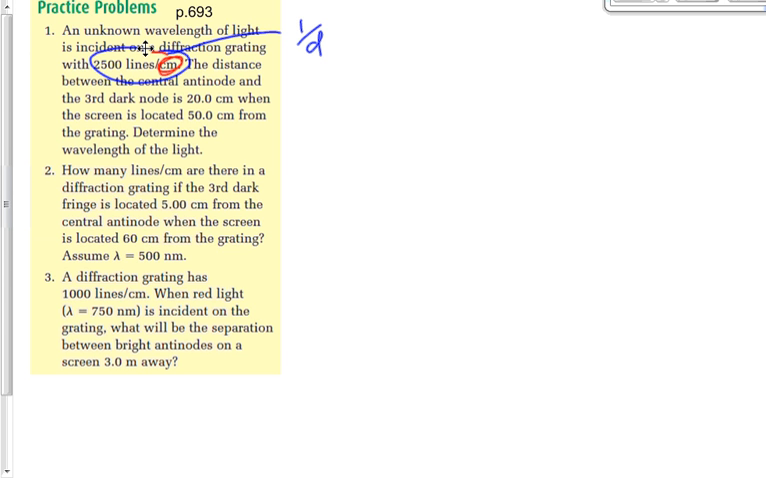Okay, here's the central antinode. First, second, third antinode. This is our third antinode right there. And that distance x is 20 centimeters. And we know the value of L is 50 centimeters.